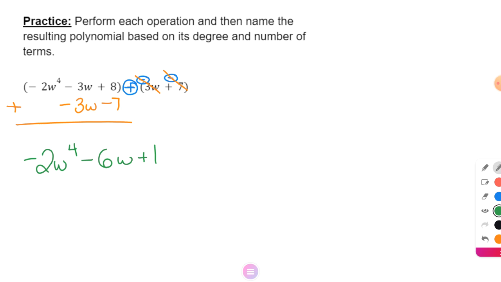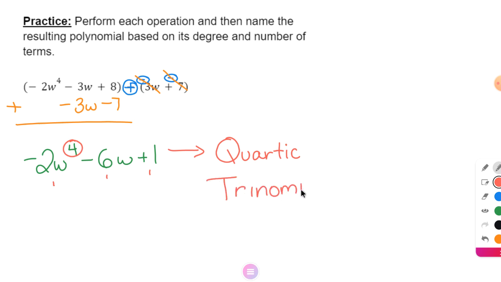All right, so let's see, naming it. Well, it's a 4th degree, so that means it's a quartic polynomial because it's the 4th degree. And then there's 1, 2, 3 terms, so it's a trinomial. So its name is a quartic trinomial.